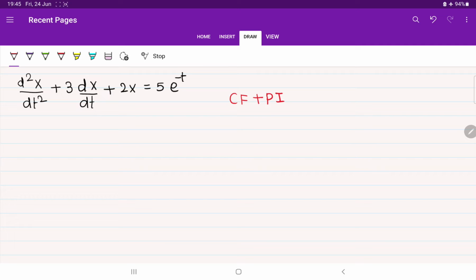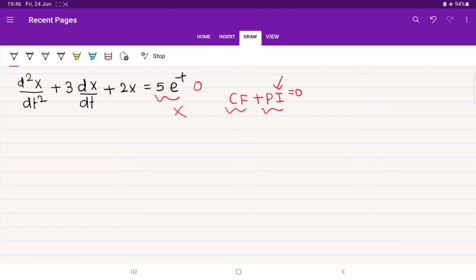But I have also told you that the value of particular integration will become 0 when the right hand side of the higher order differential equation is 0. If the right hand side is not equal to 0, then particular integration will exist. And whenever we are trying to estimate the complementary function, we saw different approaches based on the roots that we are obtaining.